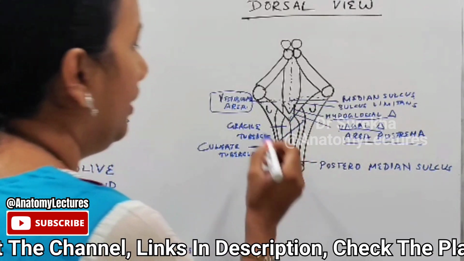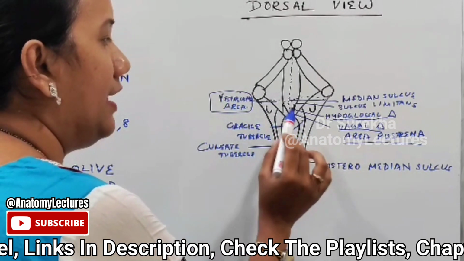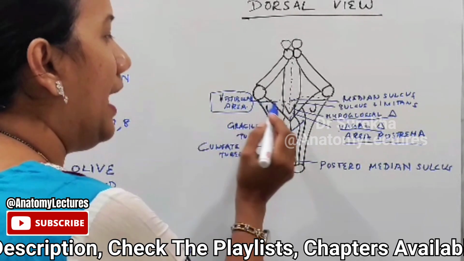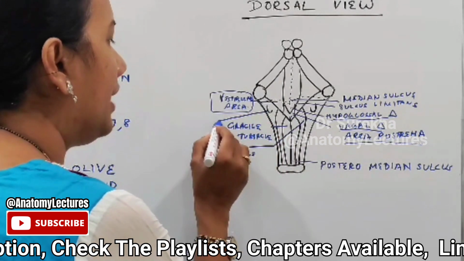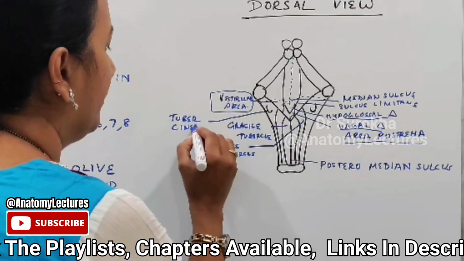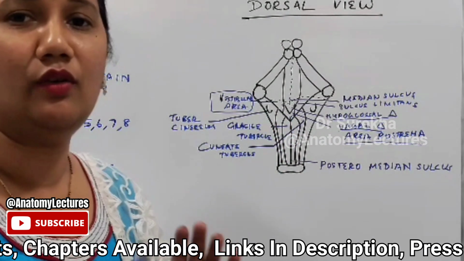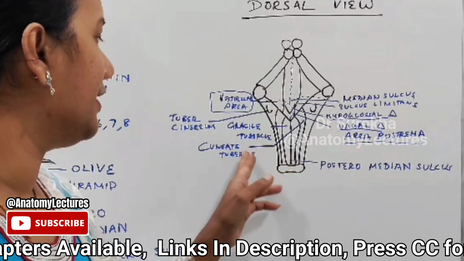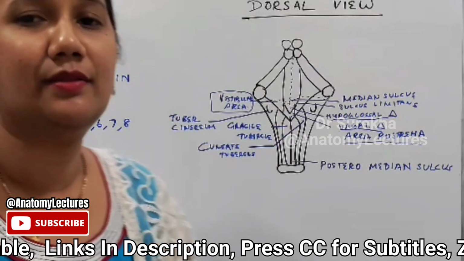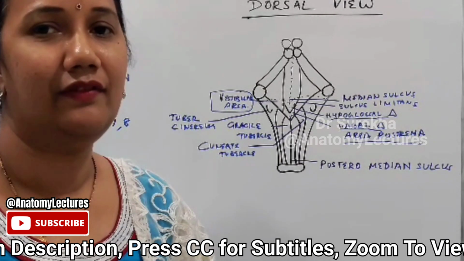From the center, you have the posteromedian sulcus, lateral to that the gracile tubercle, lateral to that the cuneate tubercle, and even more lateral to that one more elevation, which is called the tuber cinereum. Now how are these elevations formed? The gracile tubercle overlies the nucleus gracilis, and the cuneate tubercle overlies the nucleus cuneatus, and the tuber cinereum, present in the lateral most part, overlies the spinal nucleus of the trigeminal nerve and its tract.